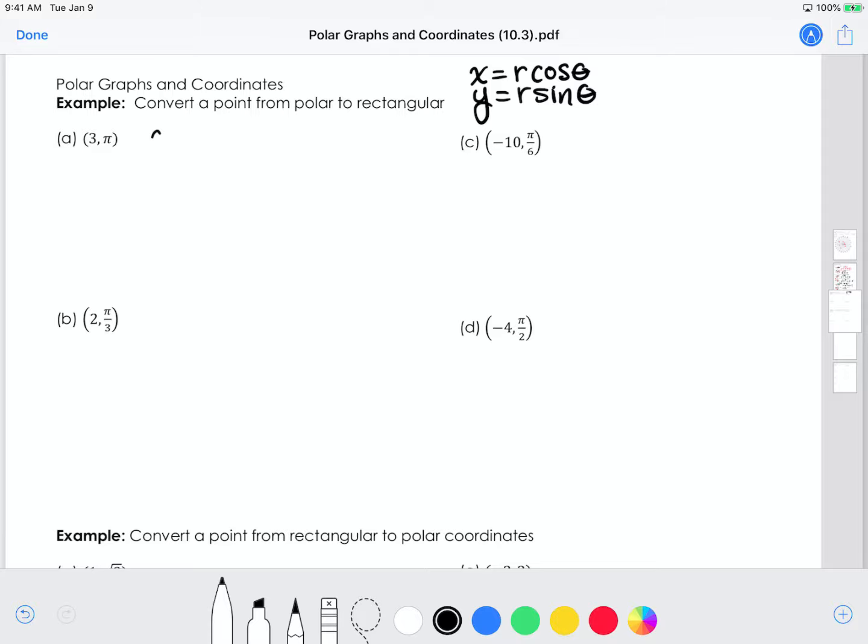So to find my x coordinate, right now we're in polar coordinates, so we have r and our angle. So I want to change this to xy form, into rectangular coordinates. So to find my x coordinate, I'm going to take my r times cosine of the angle. So my r is 3 times cosine of pi. Cosine of pi is -1, and when I take -1 times 3, that gives me a -3.